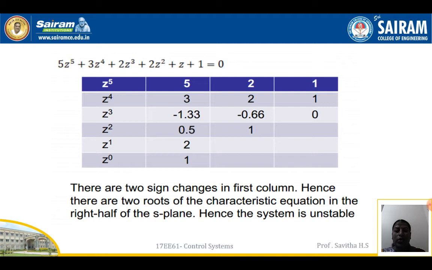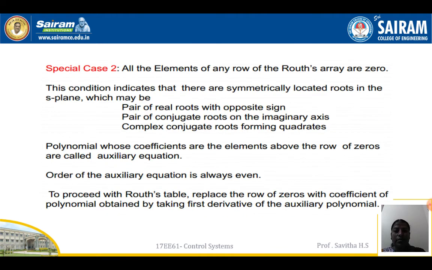If you apply it in the routh table, that is 5, 2 and 1 in the z5 row, and the z4 row is 3, 2, 1. We then calculate the values for z cube, z square, z1 and z naught. There are two sign changes in the first column. Hence there are two roots of the characteristic equation in the right half of the S-plane, that is, sign changes from z to the power of 4 to z to the power of 3 and z to the power of 3 to z to the power of 2. So the system is unstable.